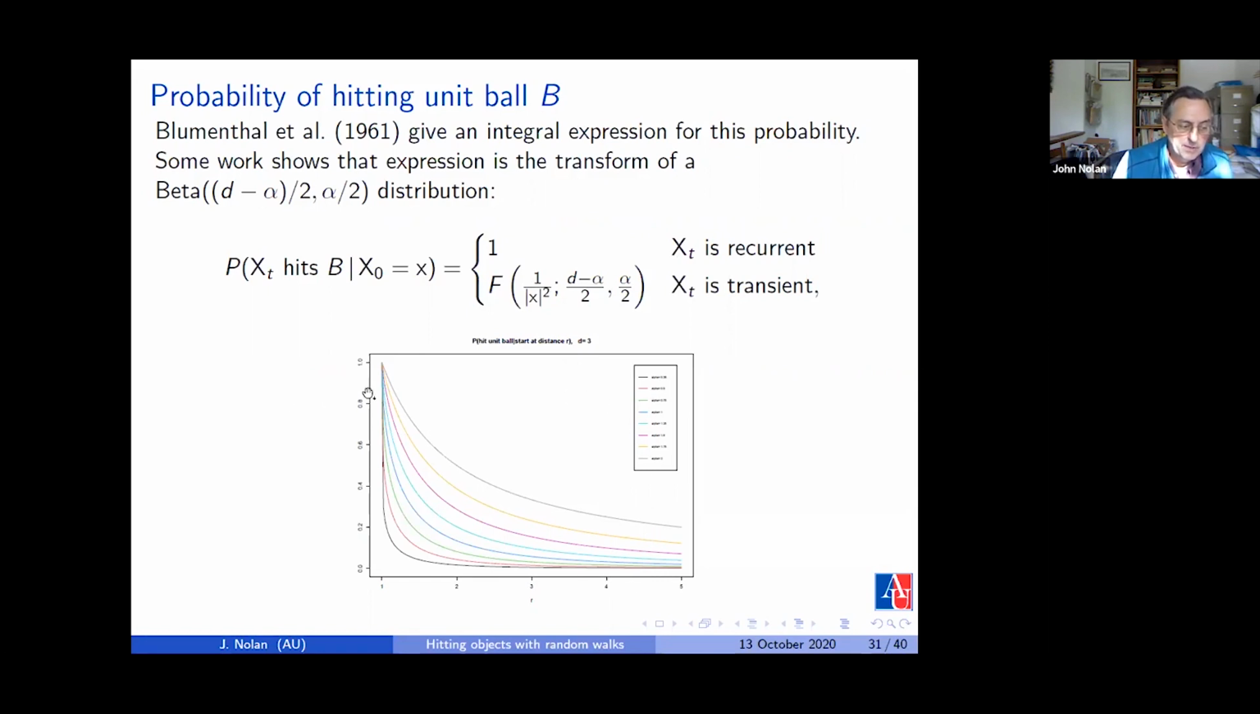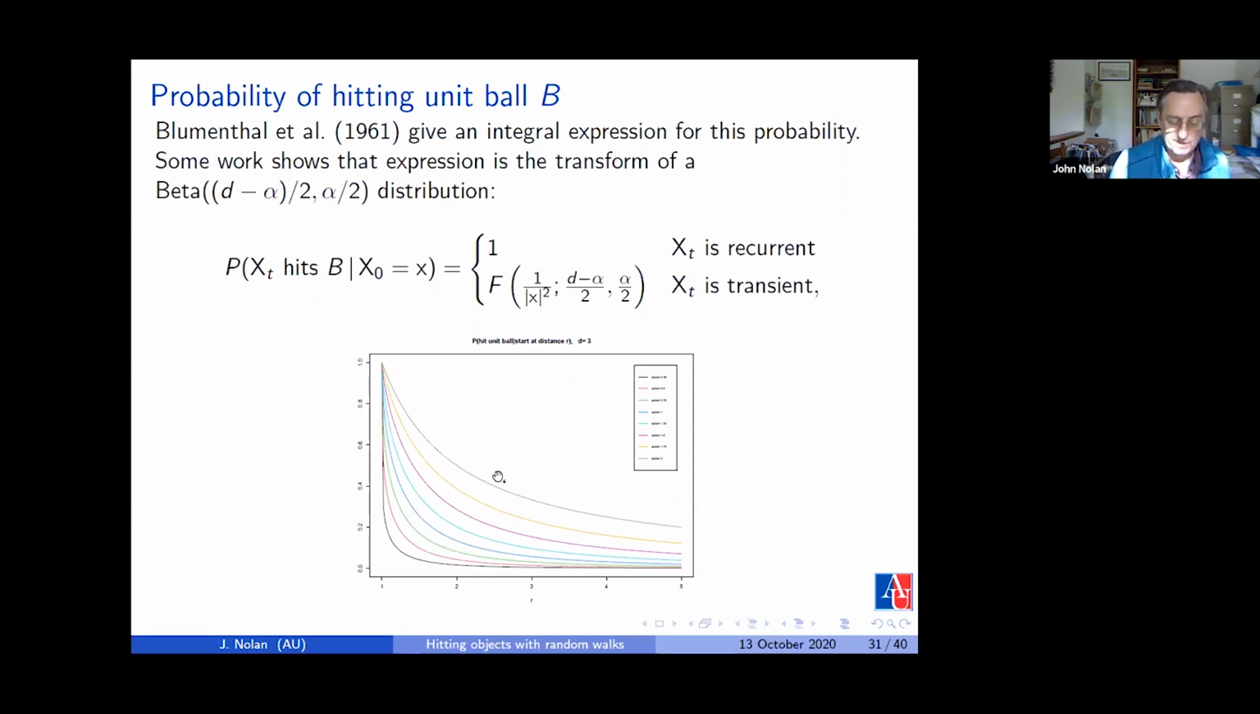Here's a little plot of the probability of hitting the ball, given that we start R units away. This is in dimension 3 as we vary this index alpha. I can't quite see, it's too small, but one of these curves is the alpha case for the Brownian, Gaussian case, and as we change alpha, we get different curves here.